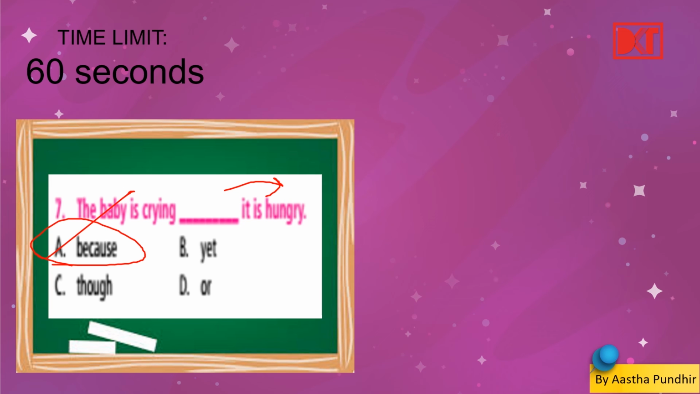Then we have yet, used for a concession, again though, used for a concession. Or is used when we have to choose, like when there's a choice. Here there is no choice, we're just providing a reason as to why the baby is crying. Because it is hungry.